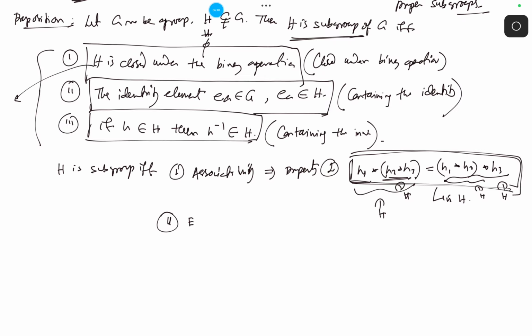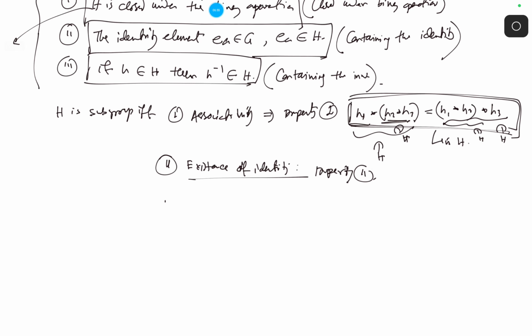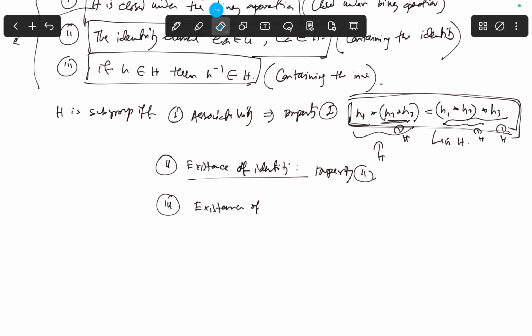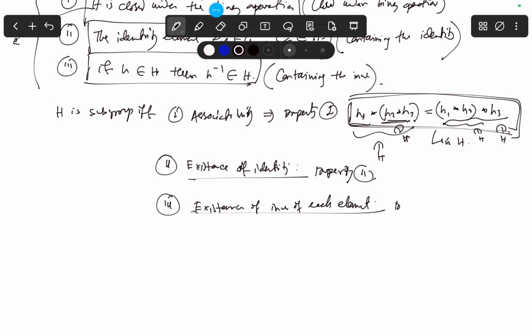Secondly, existence of the identity element, that is directly given by property 2. And thirdly, I need existence of inverse of each element, and this is given by property 3. So we are through, right?